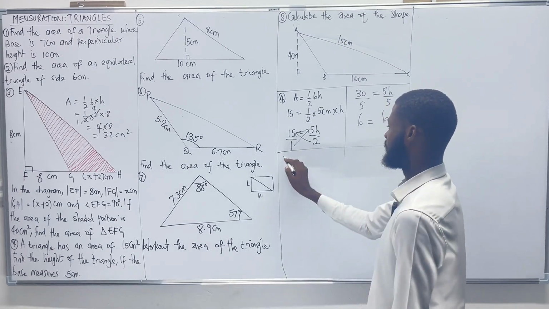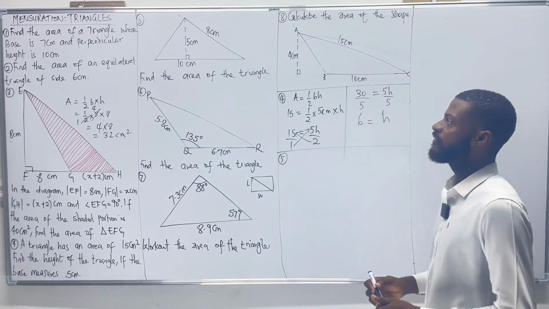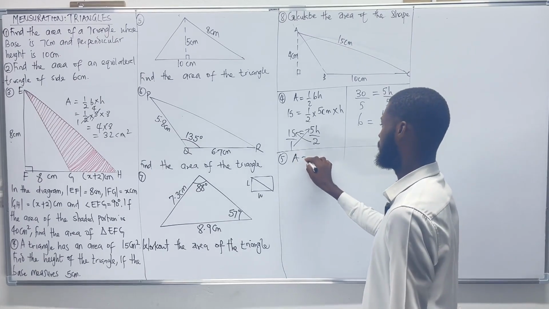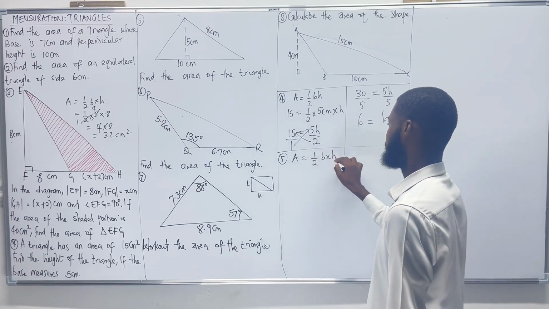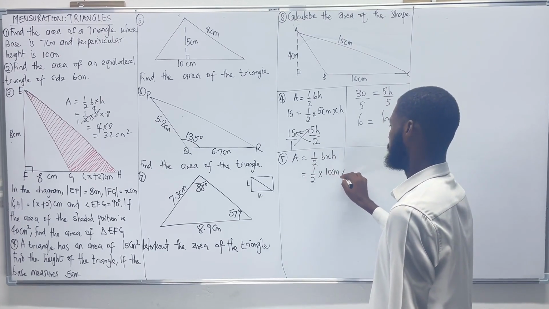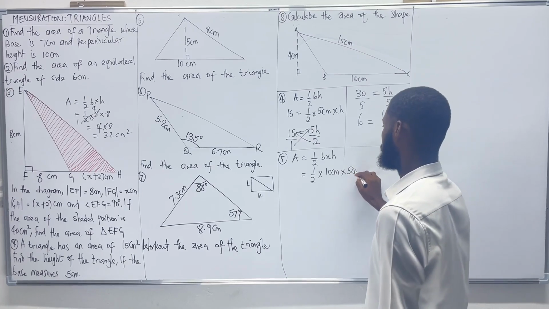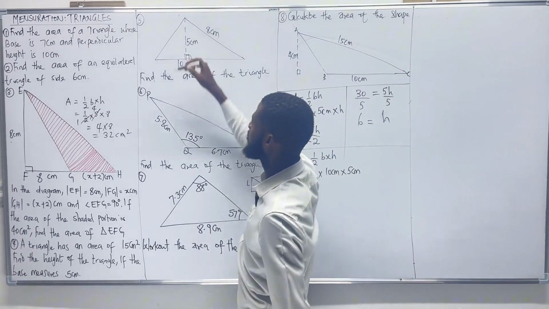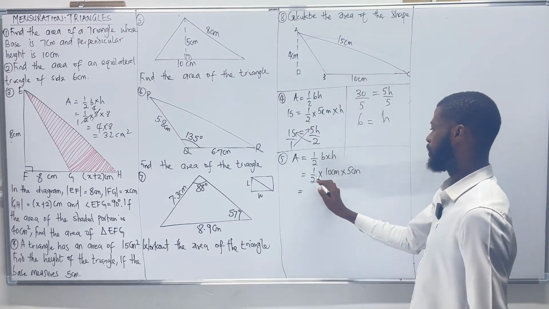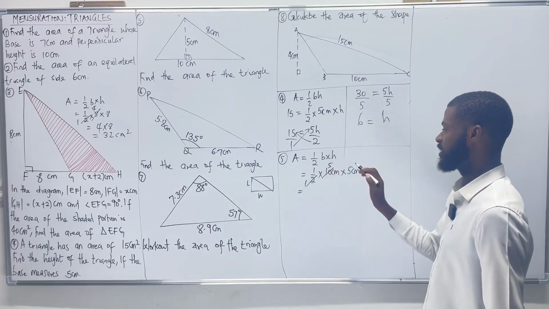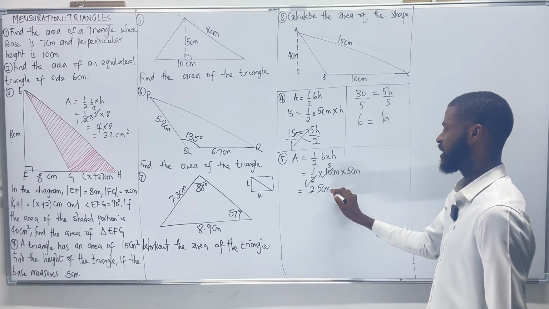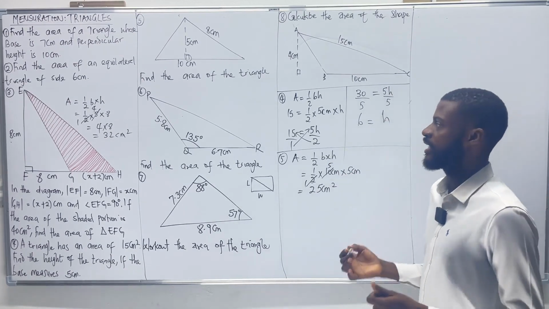Let's go to the next one, question 5. Question 5 says find the area of this triangle. Now, area again is half base times height. So this is half times the base, which is 10. The height is 5. Take note, you always make use of the perpendicular height when you're talking about height. So 2 into 10 is 5. So what's left is 5 times 5. So that will be 25 centimeters squared. So that's the area of that triangle.